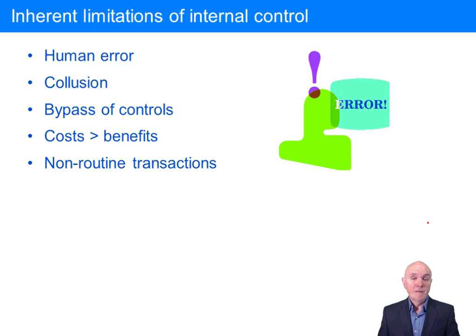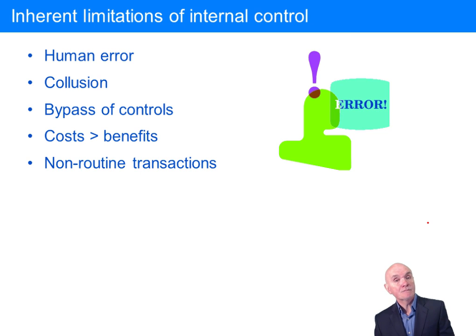Collusion. Remember, segregation of duty was to kind of try to reduce this potentially fraudulent cooperation, but nevertheless, sometimes people will do it. Sometimes people will get together, 2 or 3 of them, and commit a fraud where they are all involved.